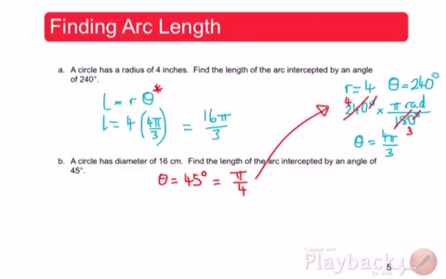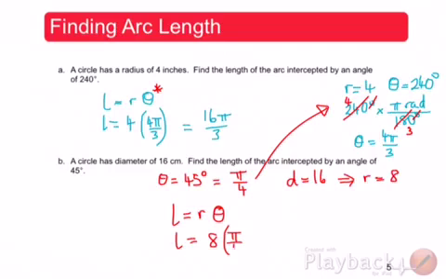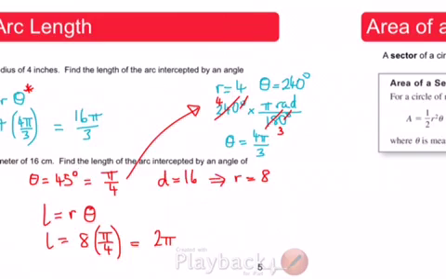And again, I'm told that my diameter is 16, so therefore my radius is equal to half the diameter, which is 8, and then I can just plug it into my formula. L is equal to r theta, so L is equal to 8 times pi over 4. The 4 and the 8 can cancel, both being divided by 4, so I end up with 2 pi. So the length of the arc is 2 pi.